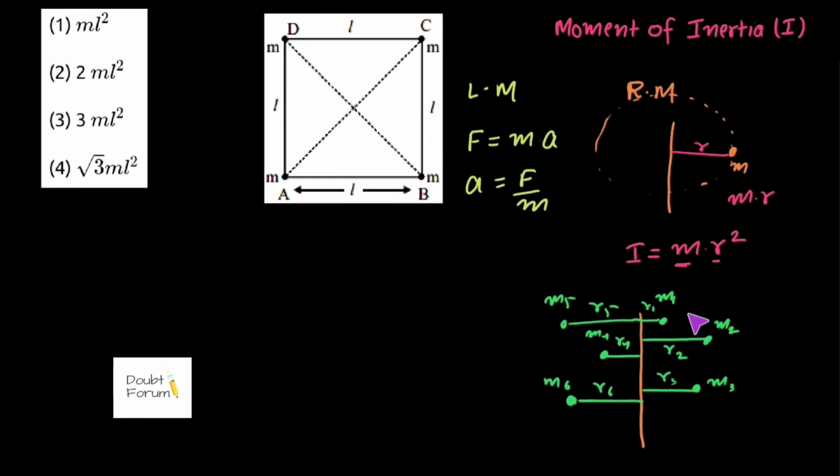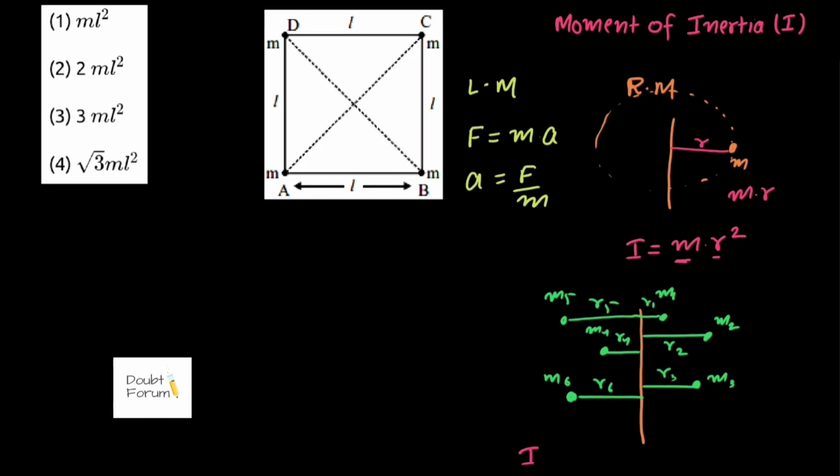And if we are asked to find the moment of inertia of this system, then the moment of inertia of this whole system, if I is the moment of inertia, would be equal to the moment of inertia of m1, which is m1 into r1 square, plus the moment of inertia of object 2, which is m2 into r2 square, plus the moment of inertia of this third object, which is m3 into r3 square, plus m4 into r4 square and so on. So this is the moment of inertia of this given system.